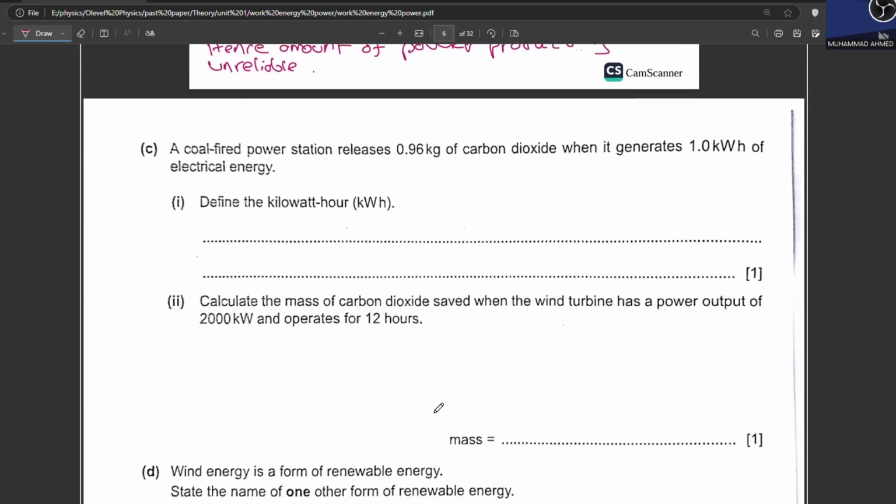A coal fired power station releases 0.96 kg of carbon dioxide when it generates 1 kilowatt hour of electrical energy. Define kilowatt hour. When 1 kilowatt power is supplied for 1 hour, that is known as a kilowatt hour.